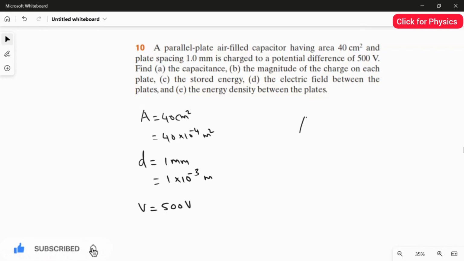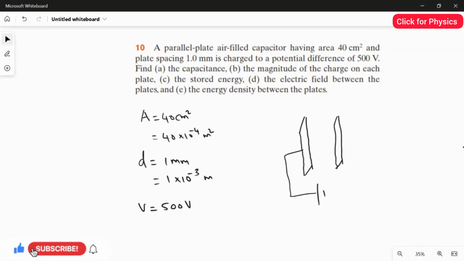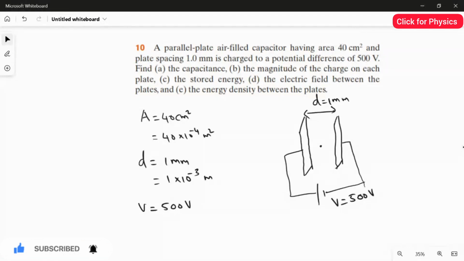If you want to see the figure, you have two plates, plate 1 and plate 2, like this. And you set the potential between the two plates as 500 volt. When you set potential, the charge will be stored on each plate. By that you have the electric field between the two plates, and the distance between the two plates is 1 mm. So later on we are going to use this mm value in terms of meter, and also the area value is given and how much potential you set, 500. And by using all this, in the first part we are going to find the capacitance value.